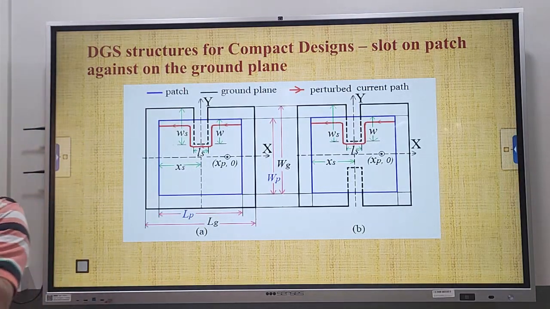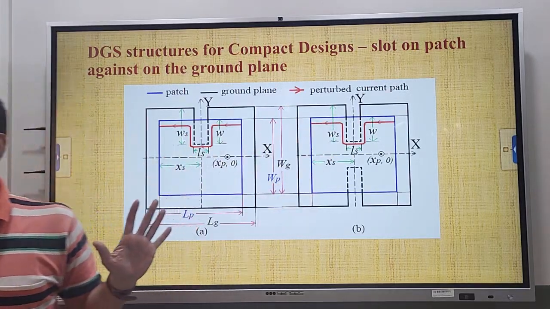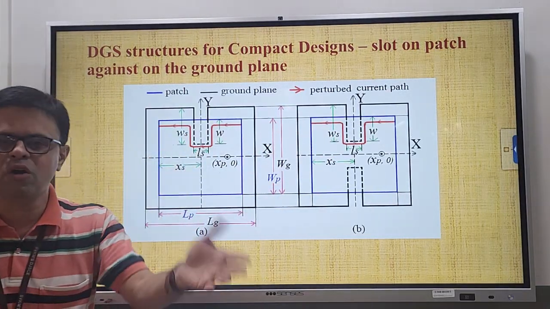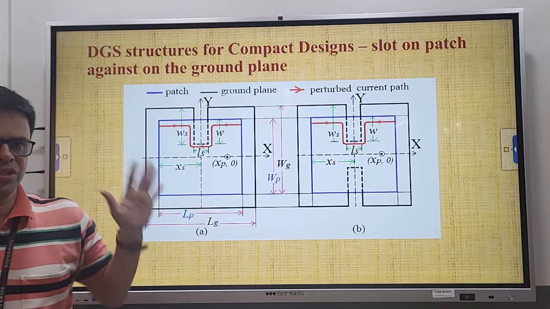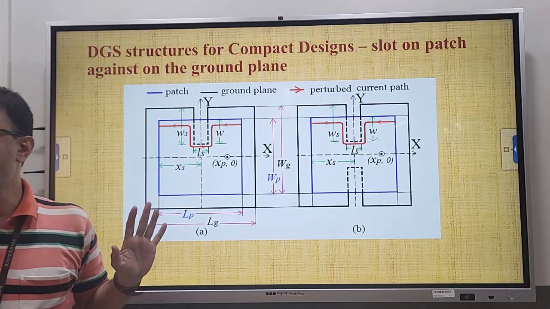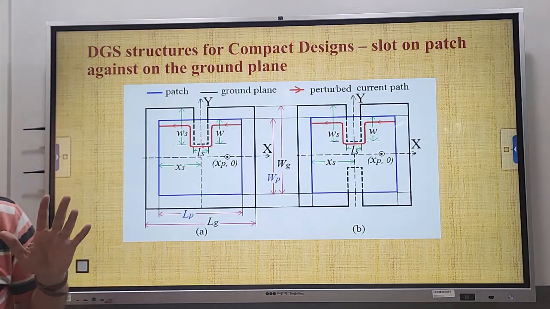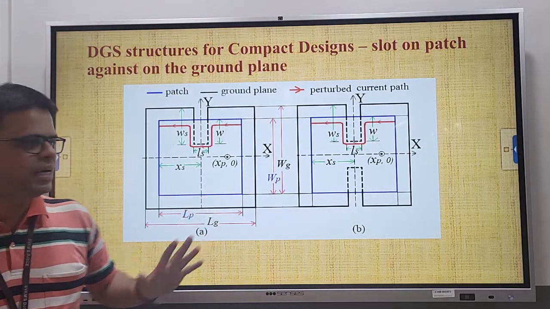The only price which you pay here is a slight reduction in the peak antenna gain, because the modifications in the ground plane create a backlobe radiation. Maybe 2 dB lower peak gain is obtained for the slot on the ground plane against the slot on the patch. So that is the only price you pay.